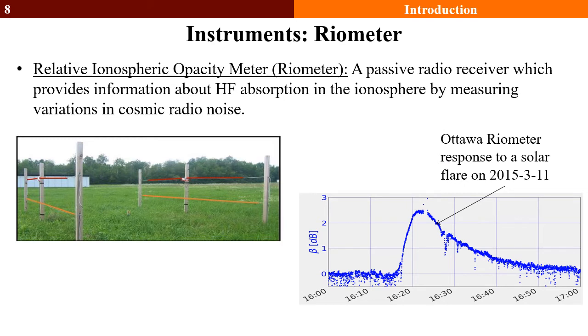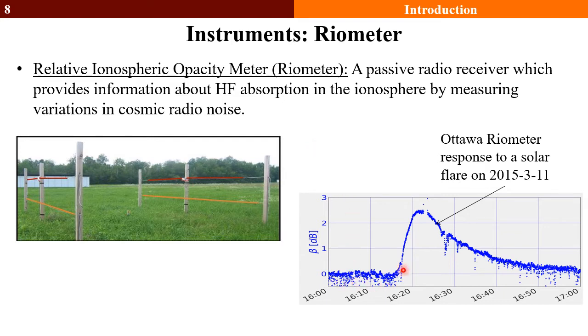Another instrument we are going to use is known as a riometer. Riometer stands for relative ionospheric opacity meter. It's a passive radio receiver, unlike SuperDARN, which is an active one. It provides information about the HF absorption in dB of the ionosphere by variation in cosmic radio noise. Its typical operating frequency is around 30 megahertz.